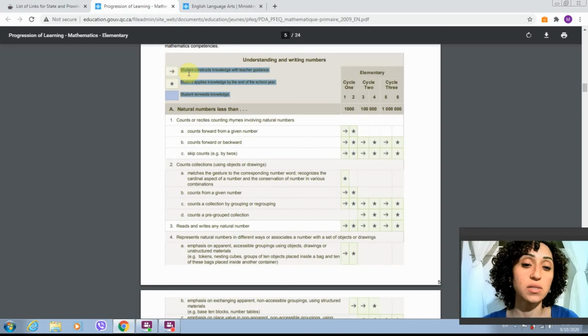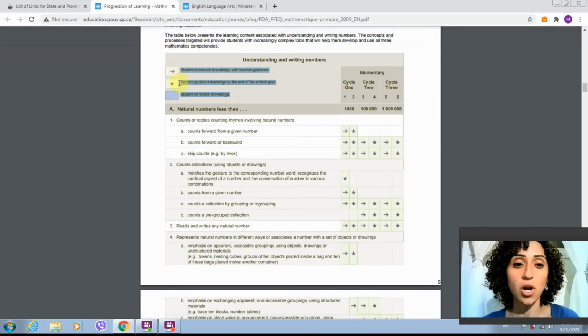So the arrow means the student is constructing knowledge with teacher guidance. The star means the student applies the knowledge by the end of the school year. And the blue square means the student reinvests the knowledge, so they have a very deep understanding of it.